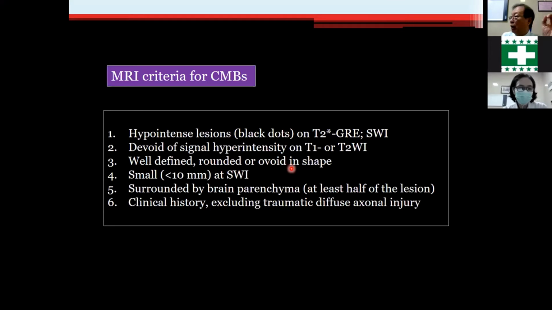In terms of size, on SWI, when you measure, they are less than 1 cm. SWI has blooming artifact, so the size includes the blooming artifact. If it measures less than 10 mm or 1 cm on SWI, we call it a microbleed. Next, for a microbleed, at least half of the lesion should be covered by parenchyma.